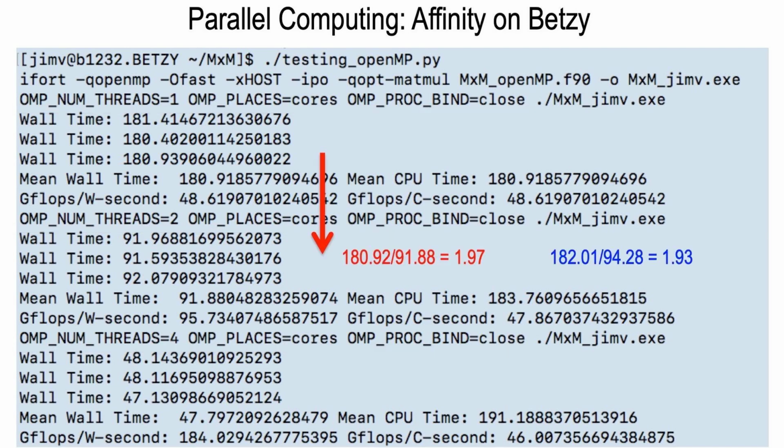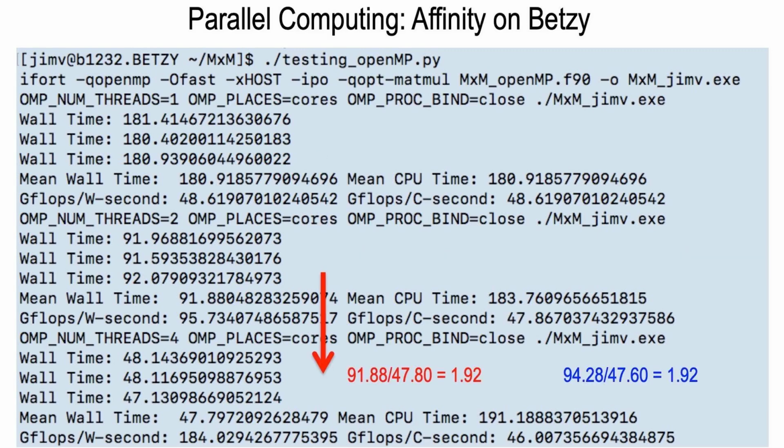We observe a speedup when transitioning from 1 to 2 threads, reaching approximately 1.97 with OpenMP affinity using close binding. By comparison, the speedup with spread binding was about 1.93. Transitioning from 2 to 4 threads, we observe a speedup of around 1.92 with close binding affinity. Utilizing spread binding achieved the same speedup.